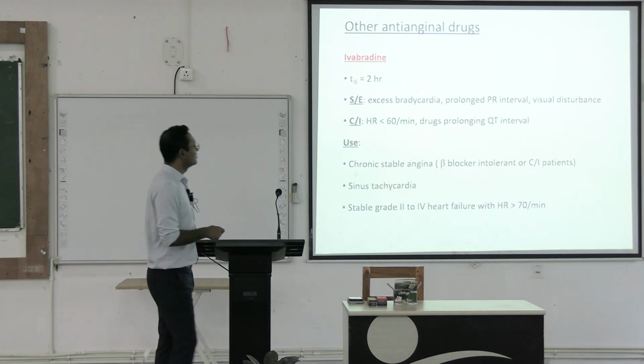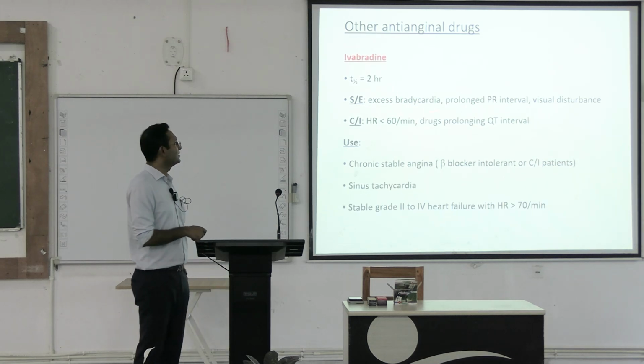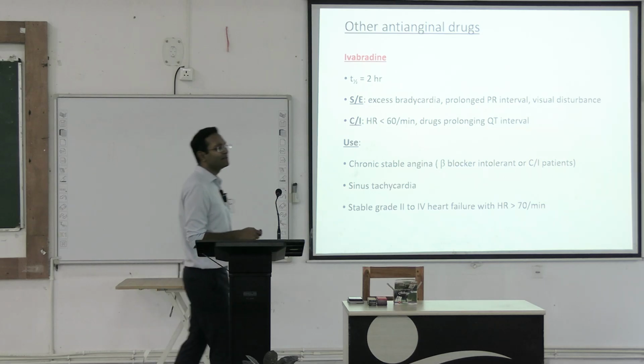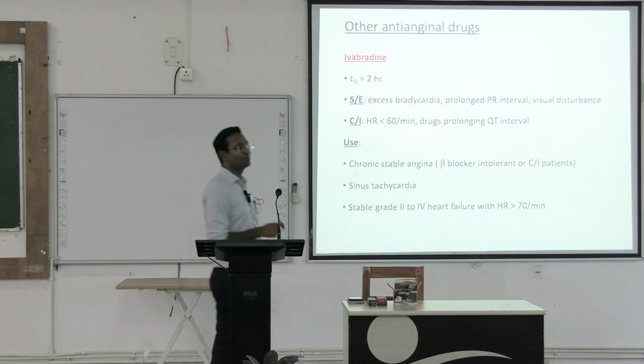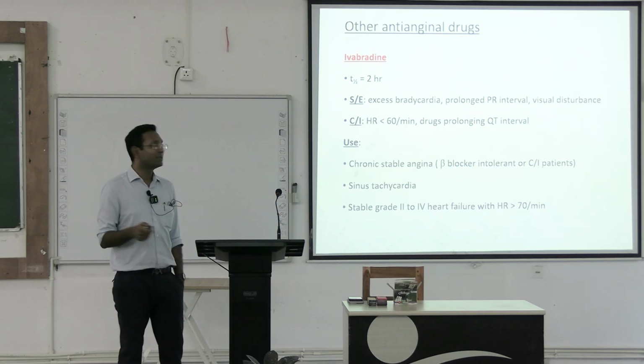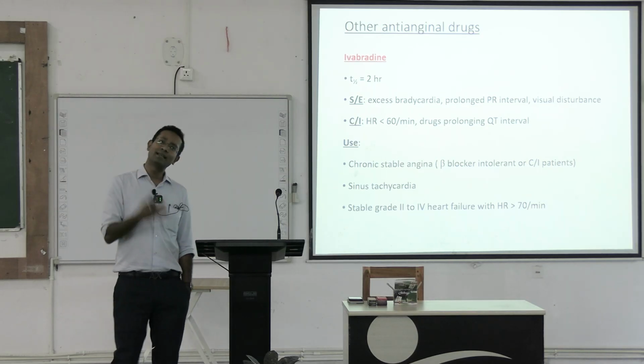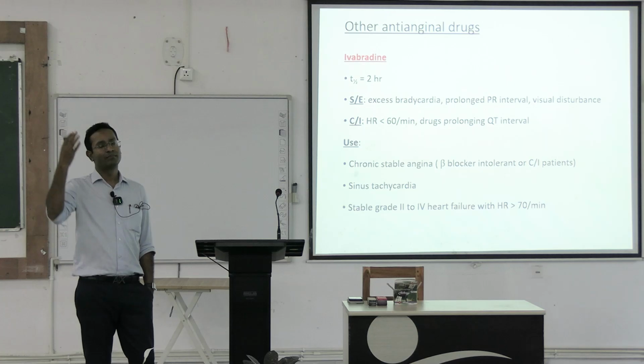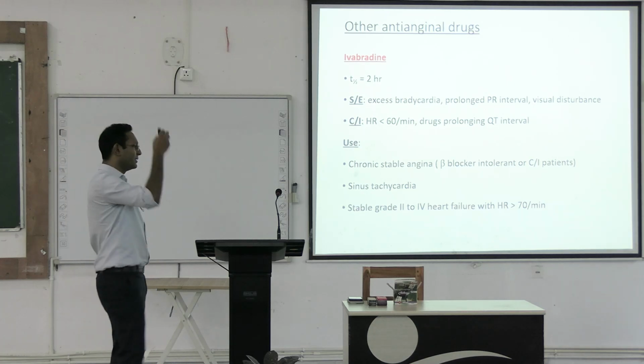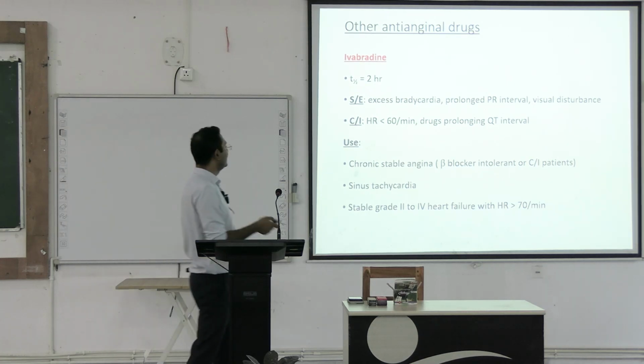Half-life is around 2 hours. Side effects: excessive bradycardia or prolonged PR interval. Sometimes visual disturbances are found on using Ivabradine for a longer period. Contraindication: heart rate less than 60 per minute, because it's a pure bradycardic drug, so the heart rate will fall even more.